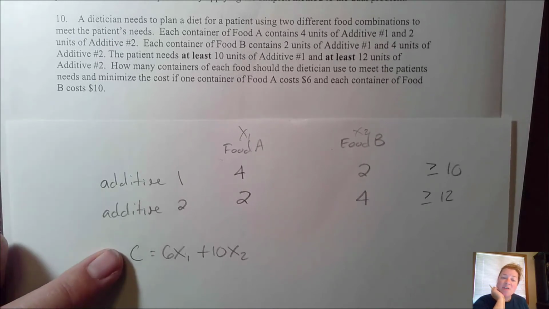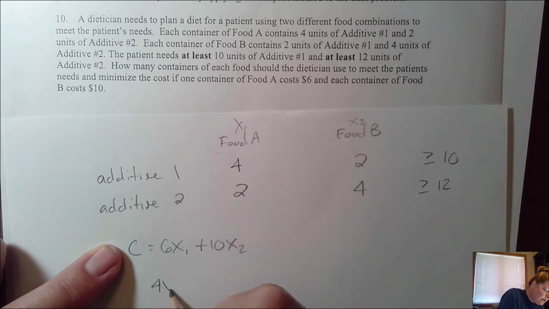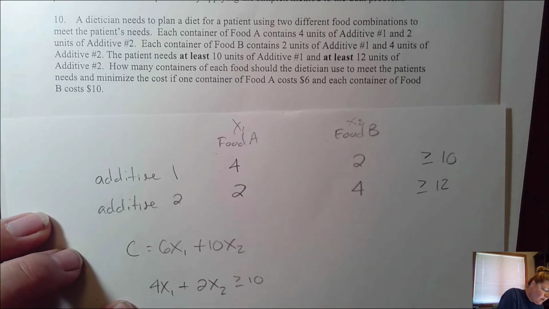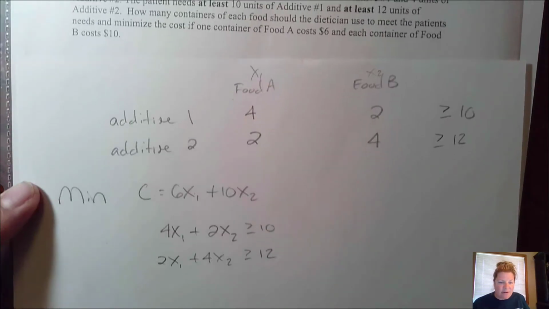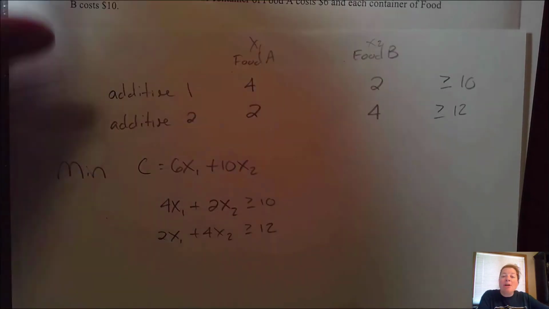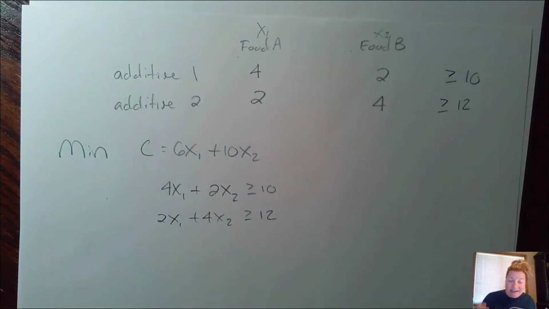So we know our cost. Let's write this one out too. It would be 4x1 plus 2x2 is greater than or equal to 10, and 2x1 plus 4x2 is greater than or equal to 12. We have to double check: we want to minimize our objective function, and everything better be in the form greater than or equal. That becomes really important in the next section, but we do have to check that. And then we also have our x1 and x2 are greater than or equal to 0. I'm not going to write it.